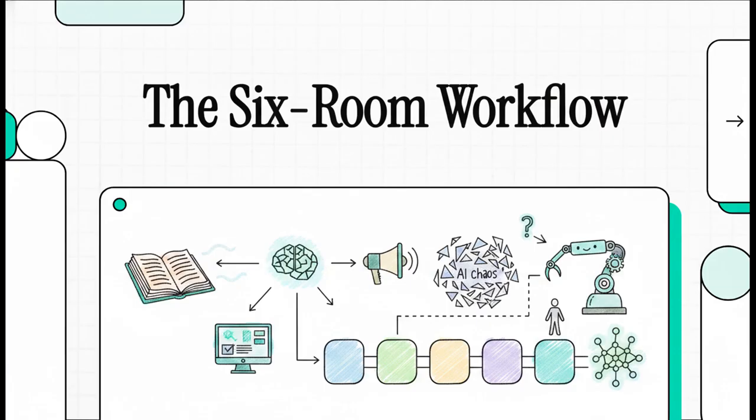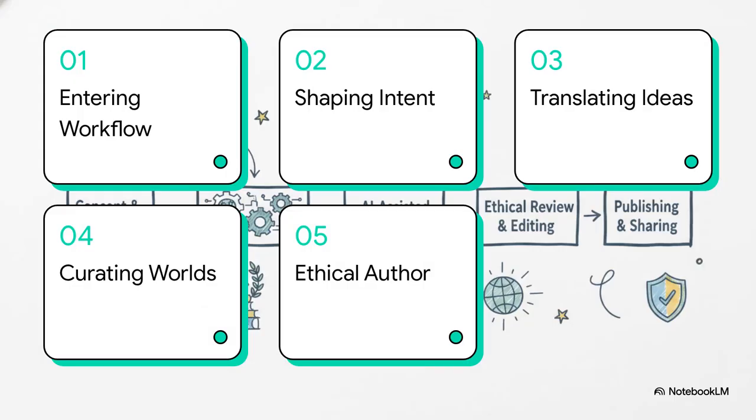We are exploring the six-room workflow. It's a highly structured, incredibly practical pathway that lets you actually harness the power of artificial intelligence, but without losing your own creative voice to the AI chaos. We'll be looking at the process overview, the practical steps, and a really strong ethical focus that ties it all together. So here is our agenda for this explainer. We'll be entering the workflow, shaping our creative intent, translating those ideas into media, curating our worlds, and finally, looking at what it means to be an ethical digital author.